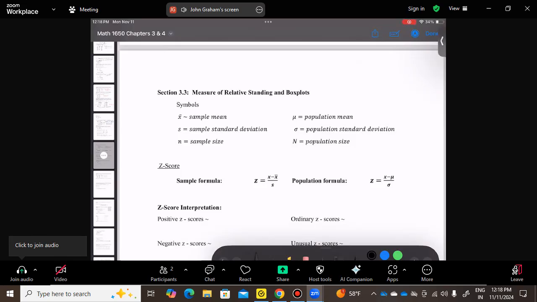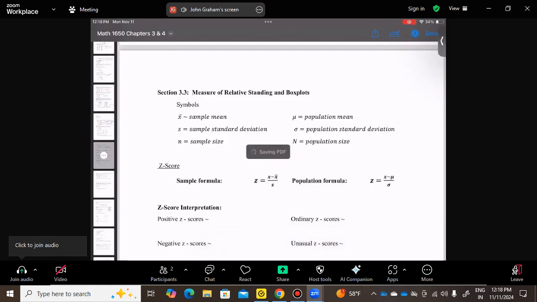So first, some symbols. We've seen these symbols. I just wanted to go back over them. For a sample, you have the sample mean, which is x bar, the sample standard deviation, which is s, and the sample size, which is n. If you're looking at a population, the population mean is mu, a Greek m actually, but it looks like a u. Population standard deviation is sigma, a Greek s, and the population size is a capital N.